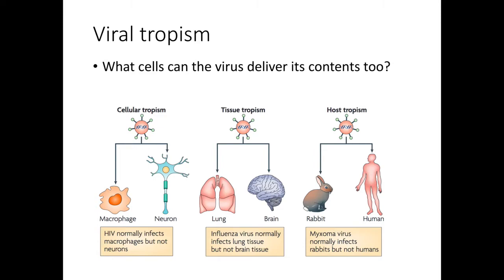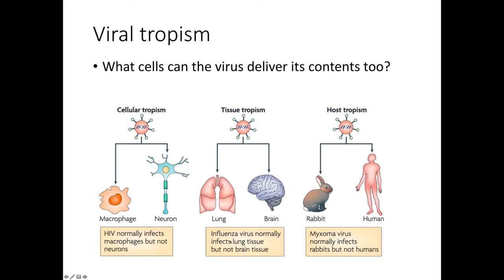What cells can the virus deliver its contents to? All right, so for example, we all know that SARS-CoV-2 does a very good job of entering lung tissues. So does influenza. And so that's a form of what is called tissue tropism, in which a virus has a special ability perhaps to infect a lung, but not, say, for example, a brain.